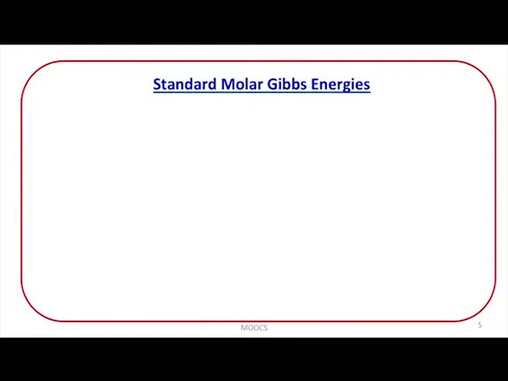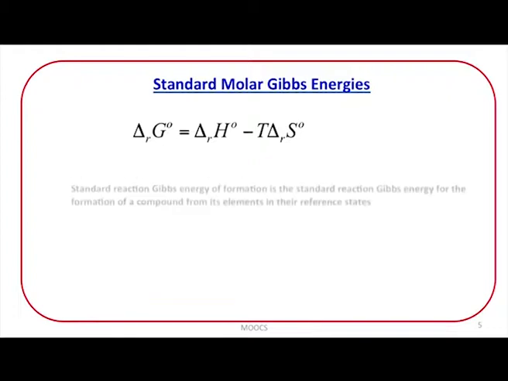Standard state we have already discussed. What is the standard state? And we also know the relation between delta G, delta H and T delta S. This is the relation. Delta G naught is equal to delta H naught minus T delta S naught. R here represents reaction. This is for the reactions. How do we get the values of delta G's?